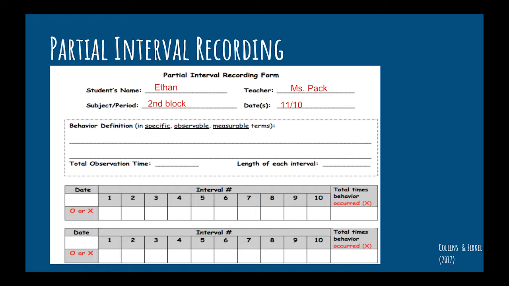Advantages of using interval recording include being useful for high-rate behaviors that are difficult to count. This tool is useful for behaviors with no clear beginning or end. Observations can be brief, around 10 minutes, or extend longer periods of time. Once you have the data, you are able to translate to a percentage.